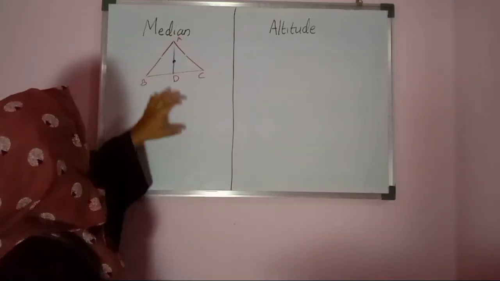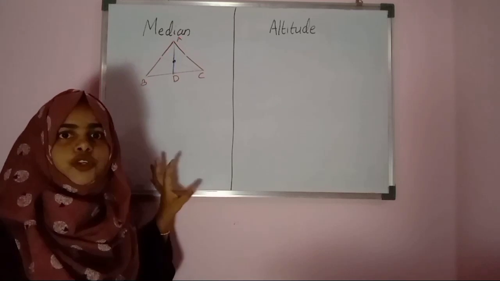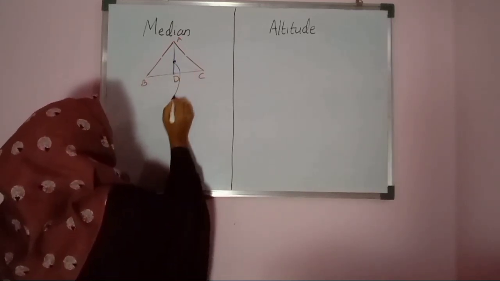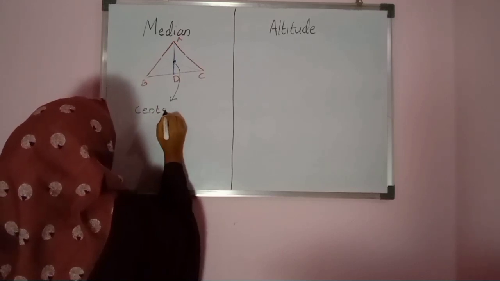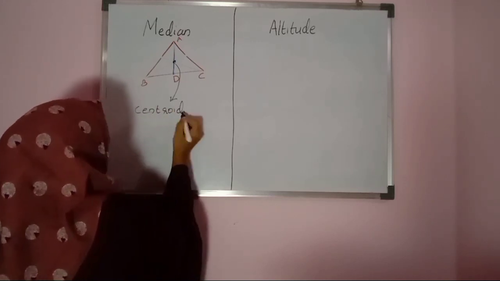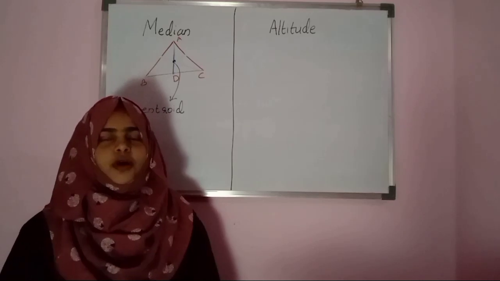The point where three medians meet together is called what? Centroid. Okay, this is all about medians.